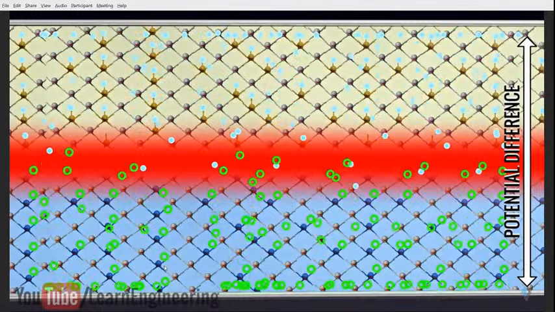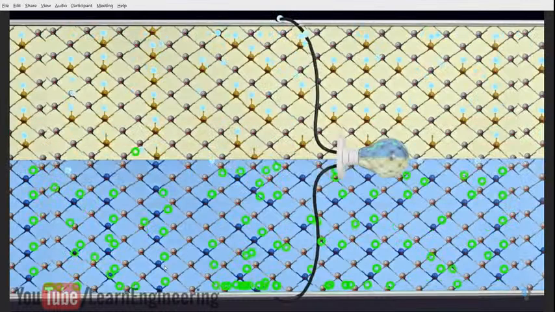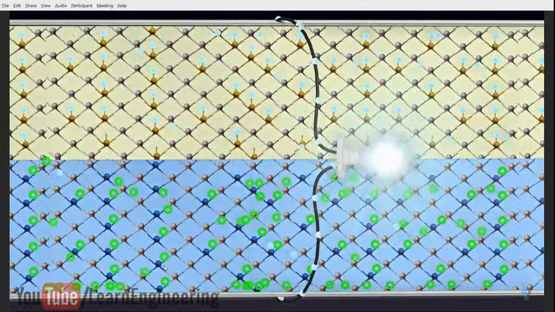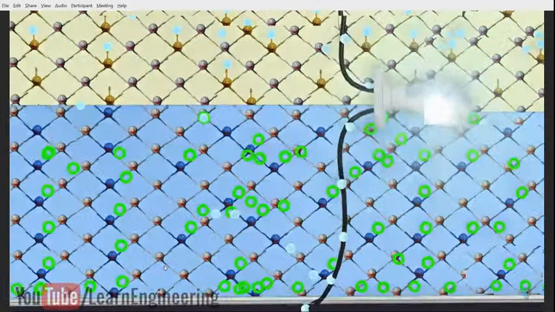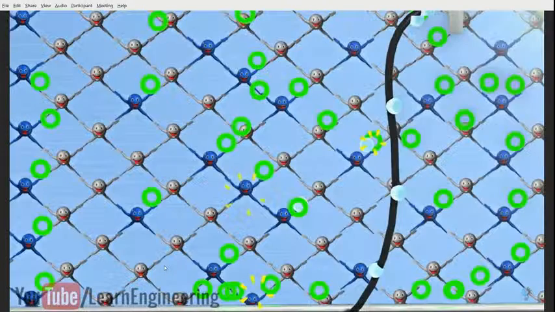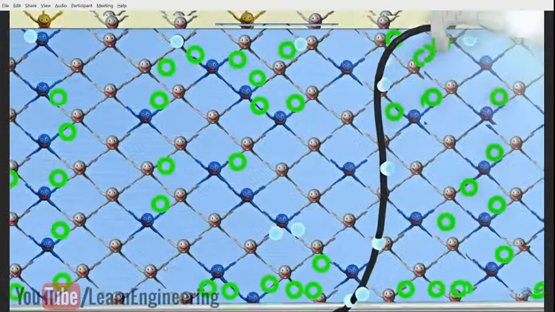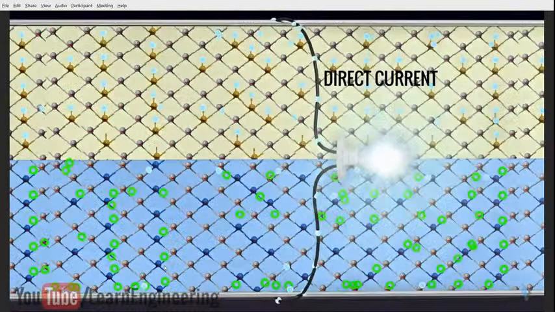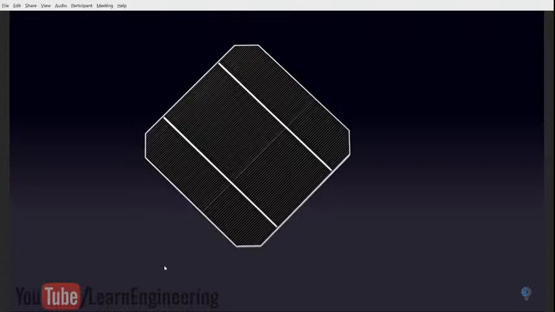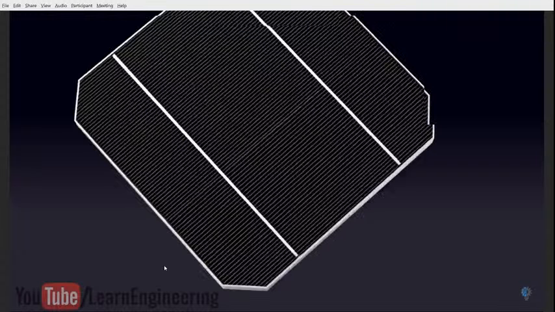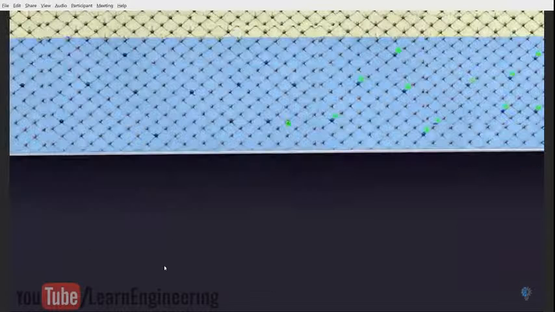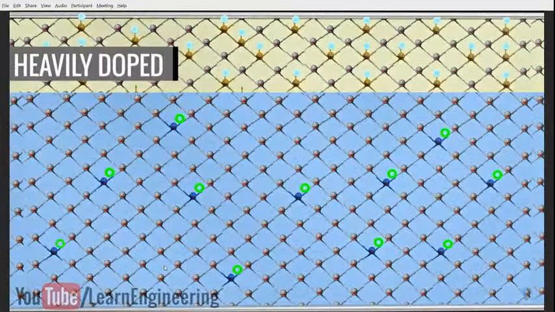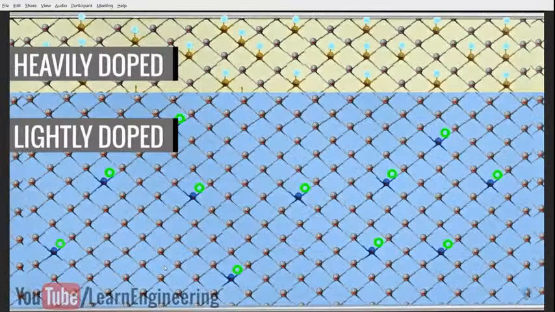Once we connect any load between these regions, electrons will start flowing through the load. The electrons will recombine with the holes in the P region after completing their path. In this way, a solar cell continuously gives direct current. So, you can see that the top N layer is very thin and heavily doped, whereas the P layer is thick and lightly doped. This is to increase the performance of the cell.